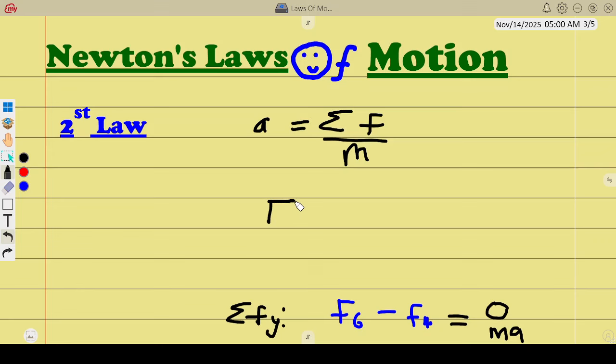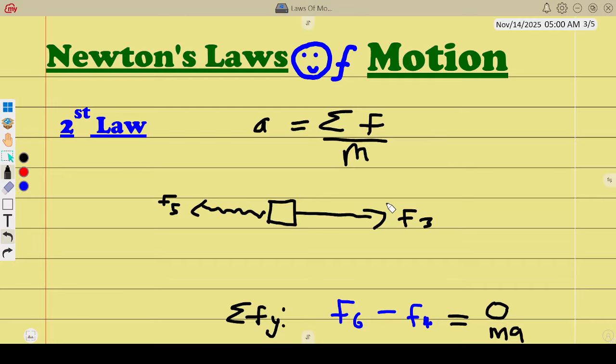So let's say you have a box. They have told you that it is going to the right-hand side. It is being pushed to the right-hand side by a force called force 3. And then maybe there's friction going in the opposite direction. Friction, we're going to talk about it later. We'll talk about it in more detail.